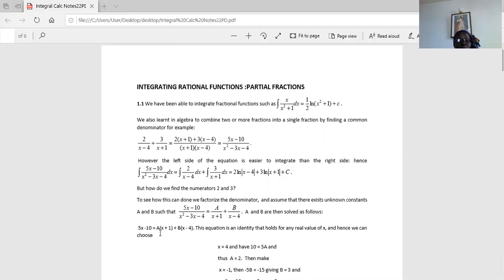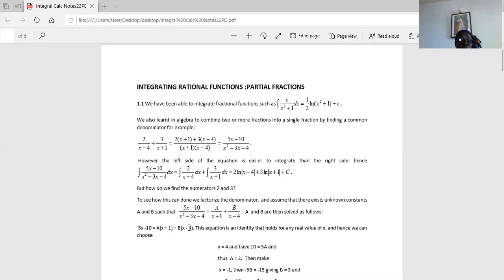So we can rewrite this equation by getting the LCM of x plus 1 and x minus 4. Then what we get is equated to the numerator that we initially had, 5x minus 10, because the denominator is the same. And from there, we can work out what a and b are. You can expand, and then you equate the corresponding terms, or the like terms, or you can make one of these factors 0, like this one.